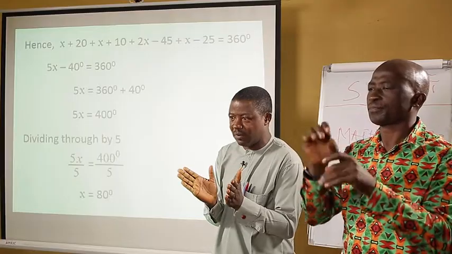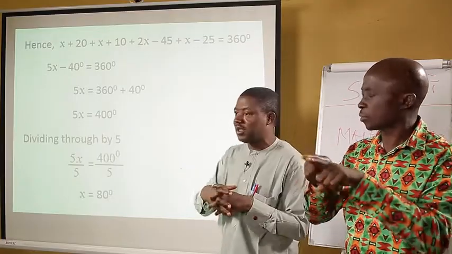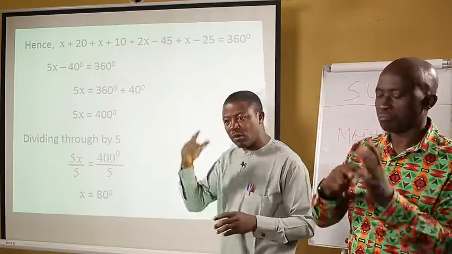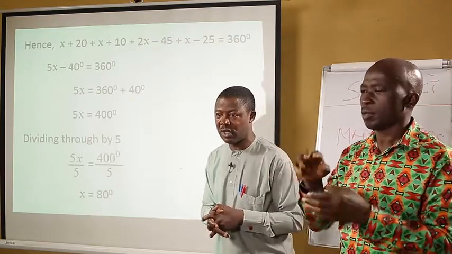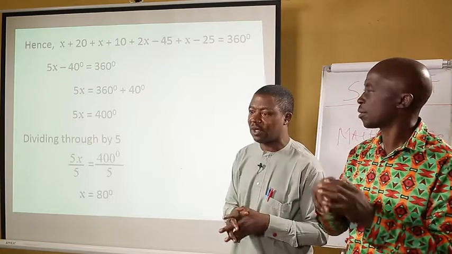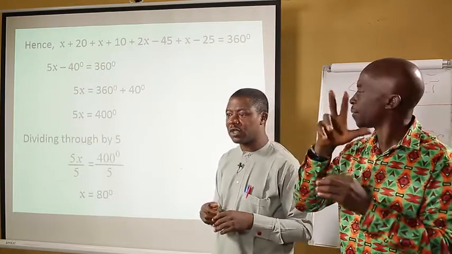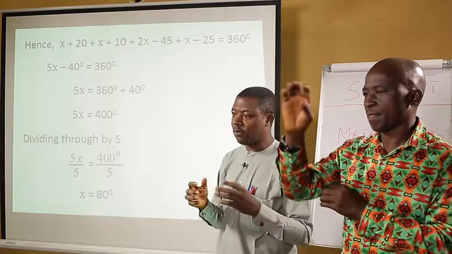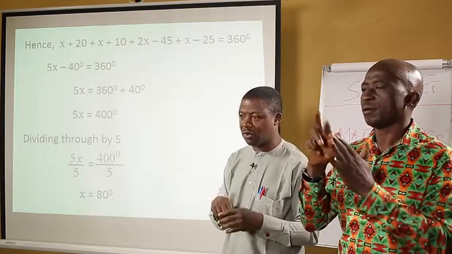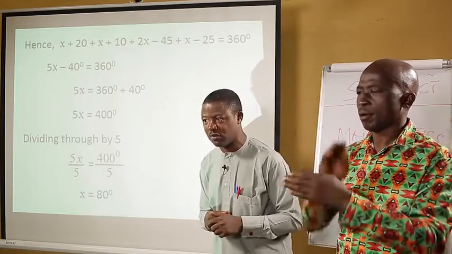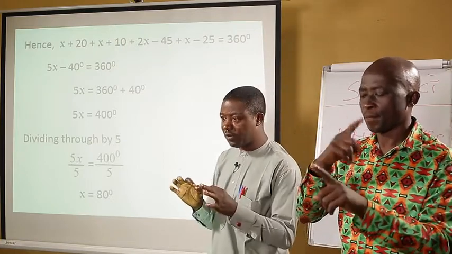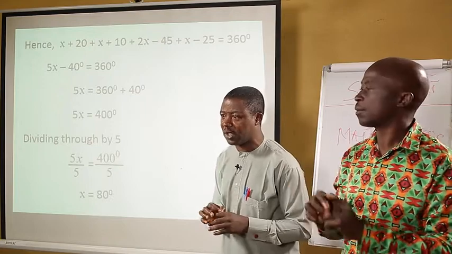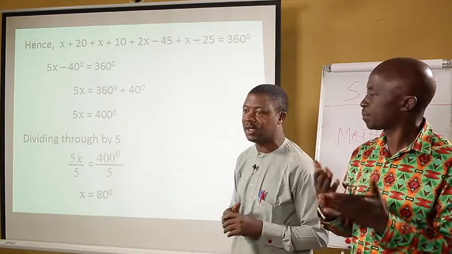So we collect like terms. When we collect our like terms, the 40 degrees will move to the other side, the right-hand side, becoming positive. So we have 5x equals 360 plus 40 degrees. Following the rule, when a number crosses the equality sign, it changes from positive to negative and from negative to positive. Simplifying 360 plus 40, of course, we are going to have 400 degrees.